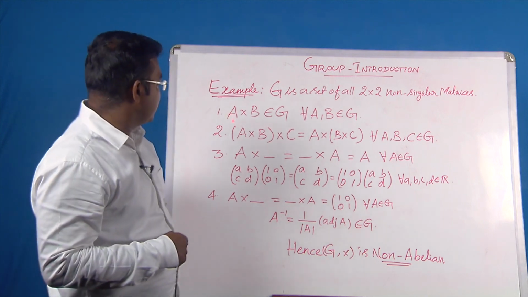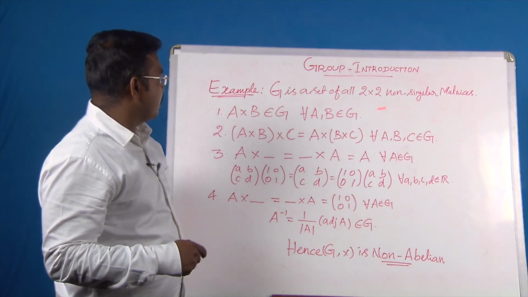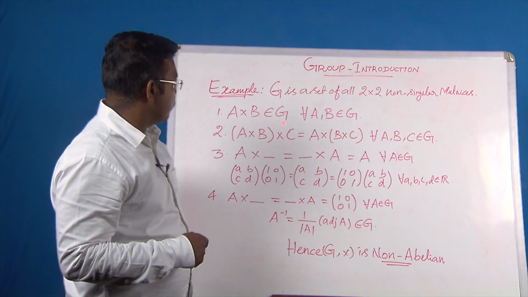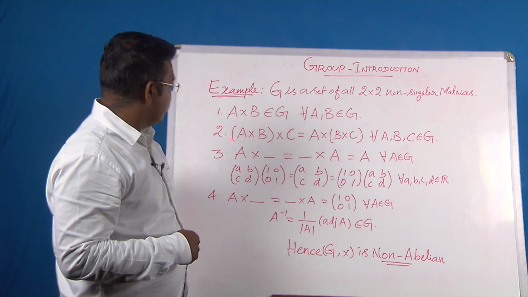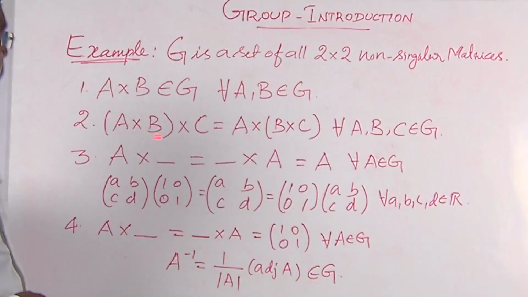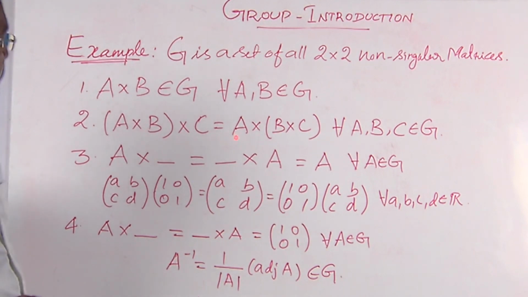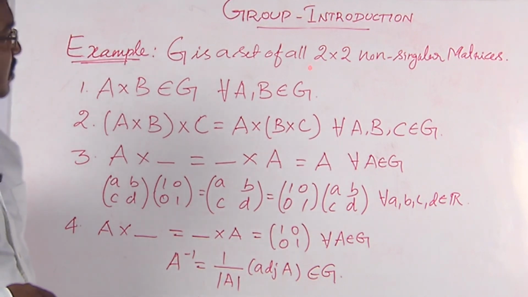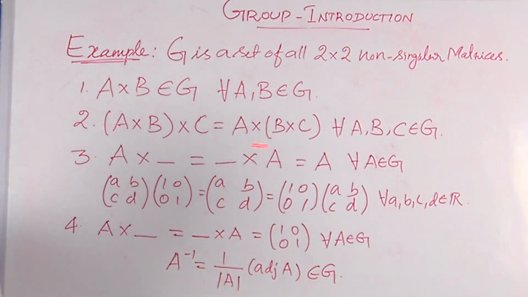So, the first property: it is well known that the product of two 2 by 2 non-singular matrices is again a 2 by 2 non-singular matrix. Therefore, A cross B is always an element of G. Again, associativity is always clear in terms of matrix multiplication. Therefore, A cross B cross C is always A cross of B cross C. So, this is always true in case of matrix multiplication. Therefore, it is also true in case of 2 by 2 non-singular matrices. So, the associative property is satisfied.